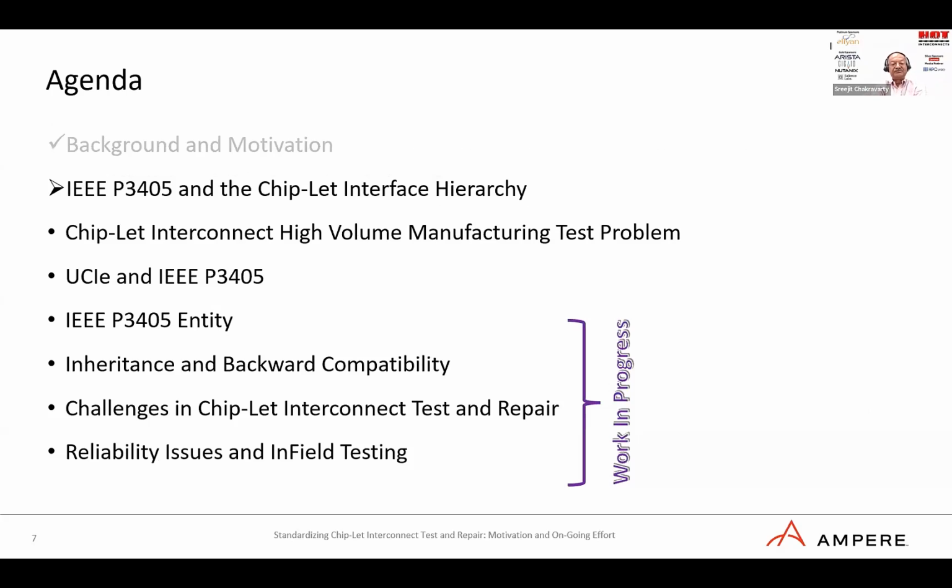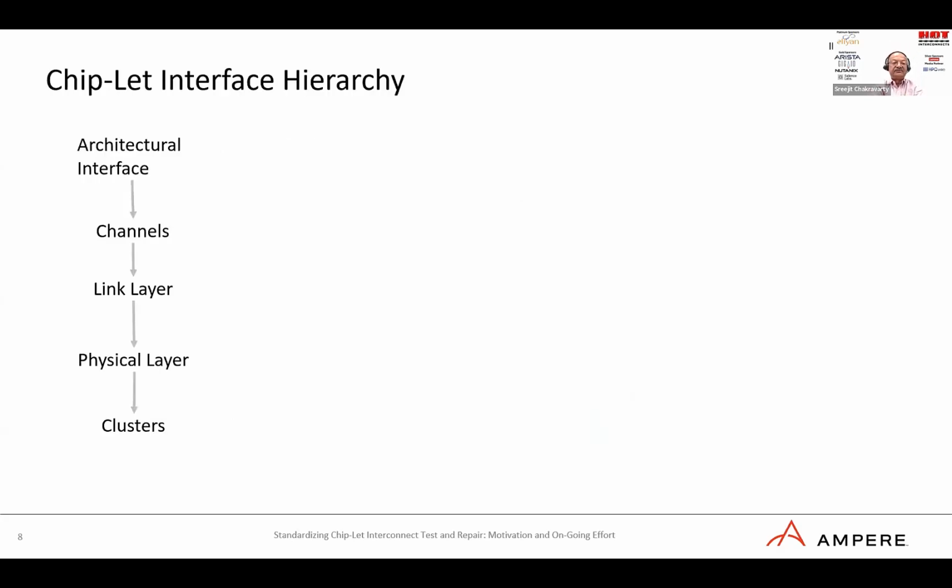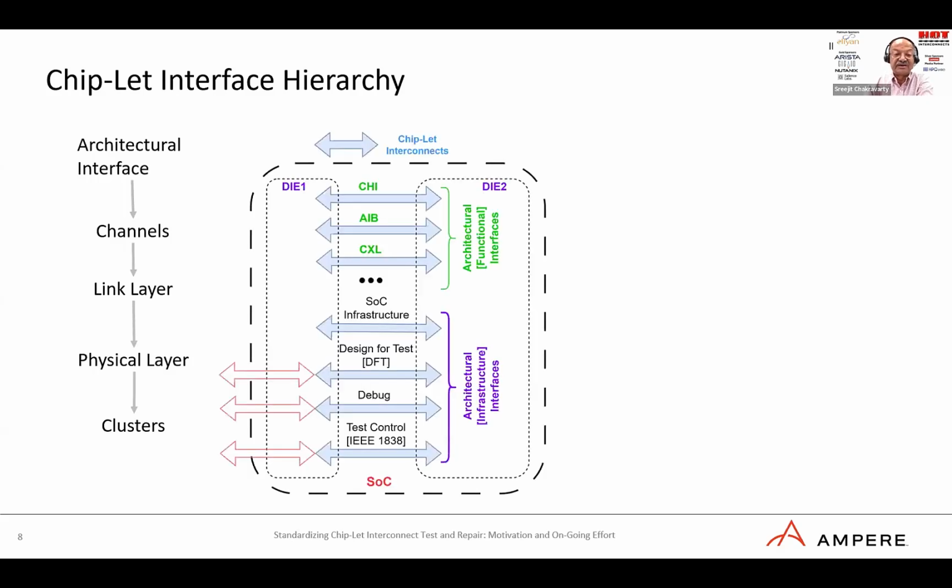What do we mean by chiplet interconnect test and the corresponding repair problem? Let's start drilling this down. I have a cartoon here of the hierarchy of interconnects that we can envision. I envision it as the architectural interface, followed by the channel, then the link layer, then the physical layer, and then the cluster layer, right? Let us try to understand what that is.